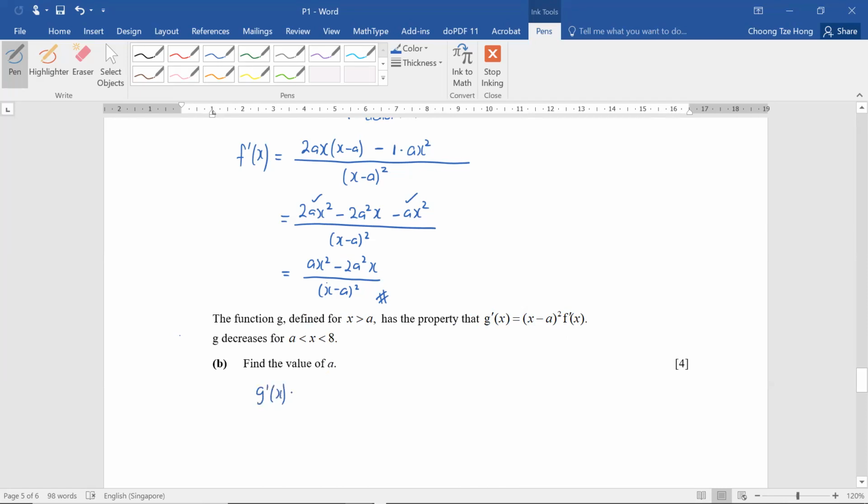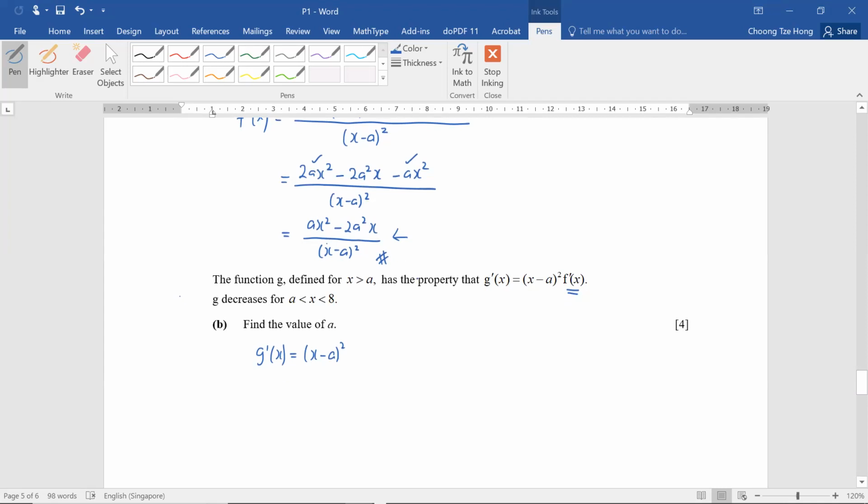A lot of times it's just about following instructions. So times f prime x over here. We have already found f prime x in part A, so we can just take it and replace it in the expression for g prime x. So we'll multiply by ax squared minus 2a squared x over x minus a squared.